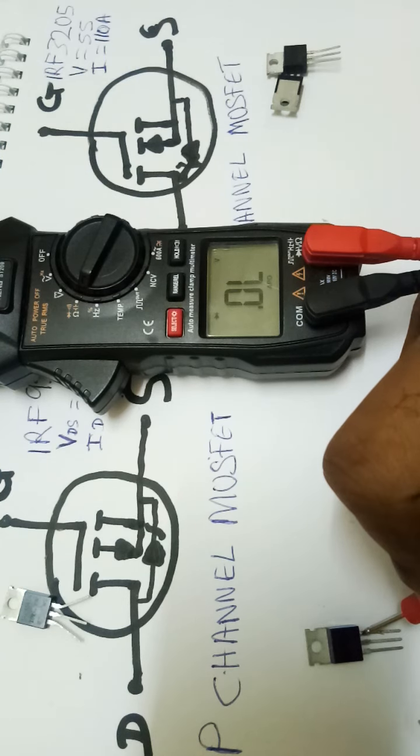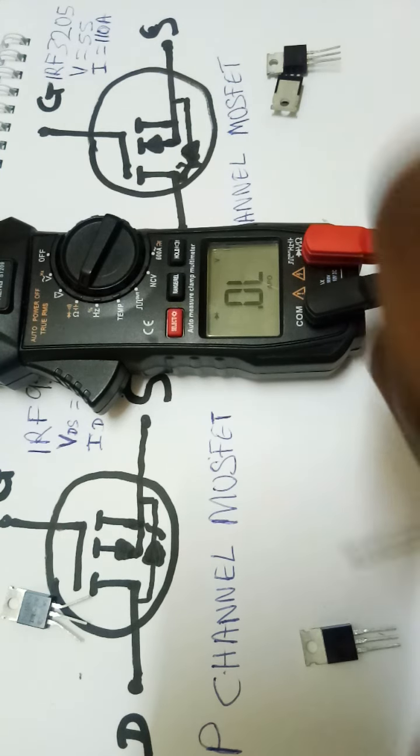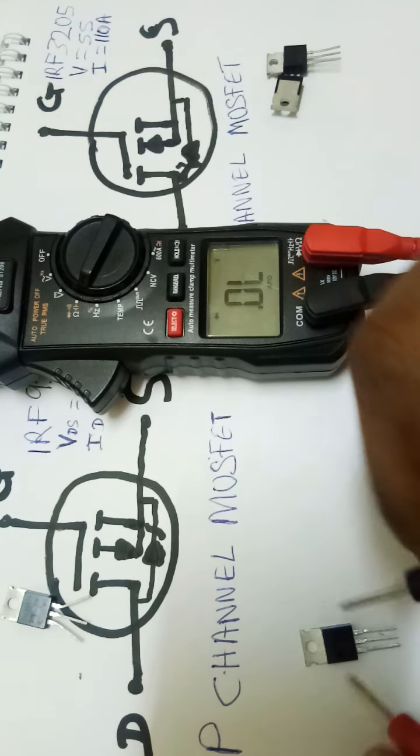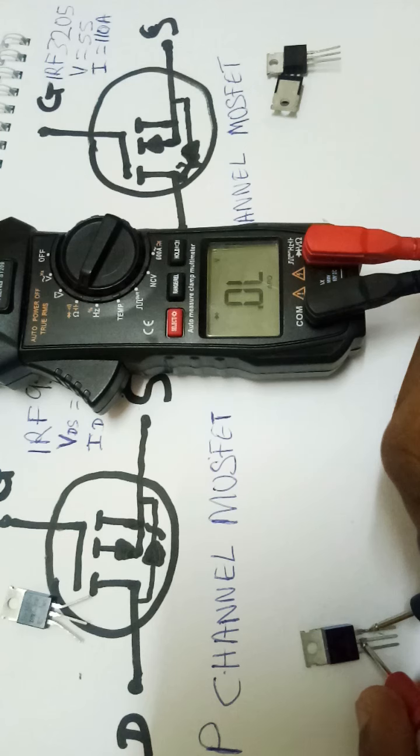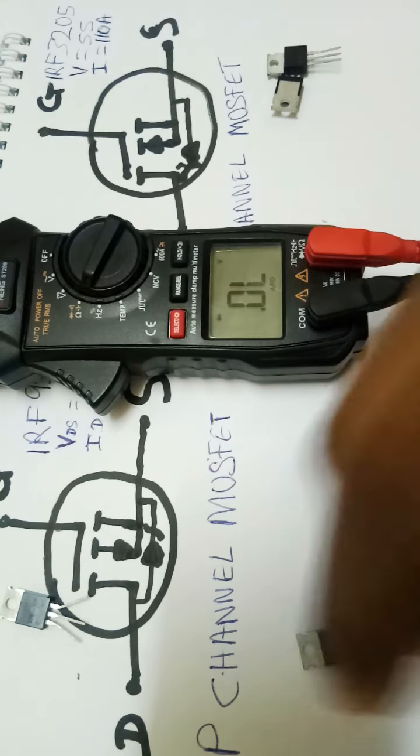Positive probe on source, negative probe on drain. Perfect reading, showing it is N channel. Then we reverse it. Positive probe on drain, negative probe on source. It stays conducting when it's not supposed to conduct, showing it is a very bad MOSFET.